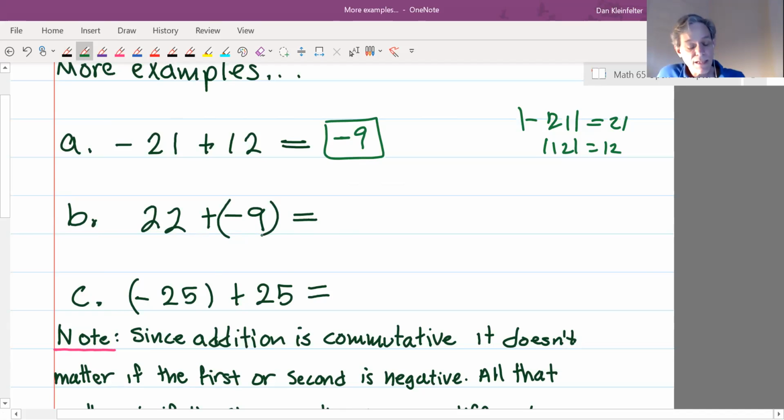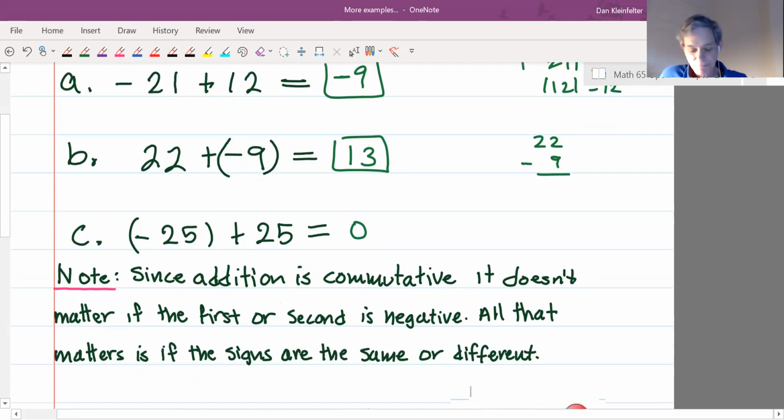Okay, 22 plus negative 9. To get this done, we're going to subtract the absolute values. The absolute value of 22 is 22, and the absolute value of 9 is 9. 22 minus 9 is going to be 13. Here we're adding together two numbers. The one with the bigger absolute value is the positive one, so we have a positive final answer. Okay, negative 25 plus 25. For this one, we're adding together a number and its opposite. So I know that we're just going to end up with 0 for that.